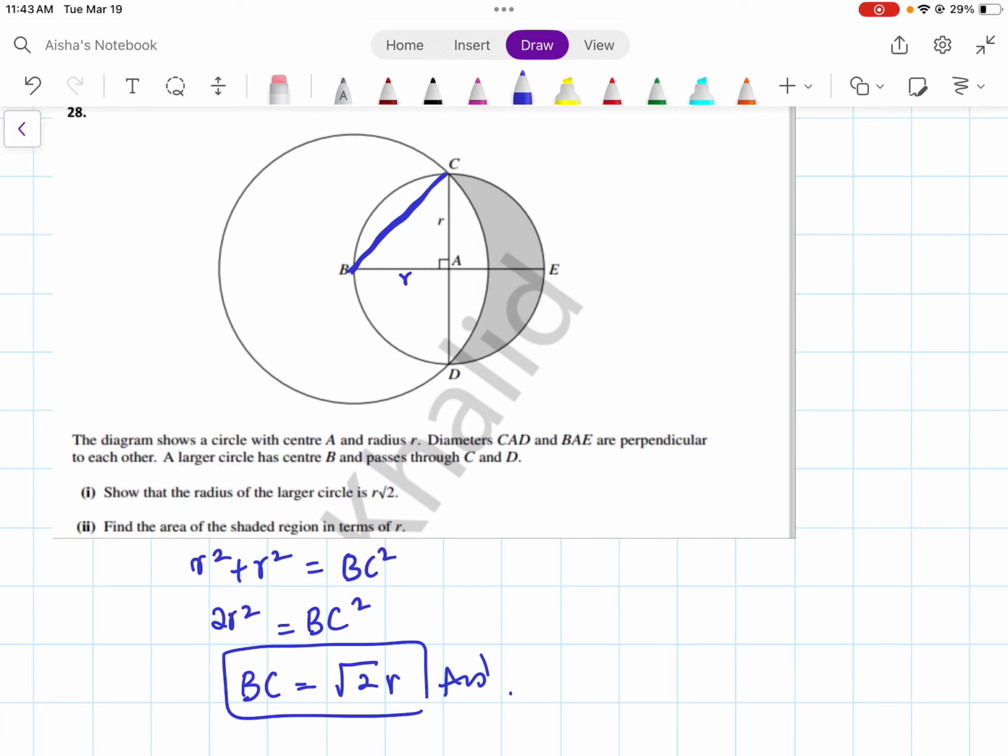Now the thing is: find the area of the shaded region in terms of r. I will consider this sector of the circle, and minus this triangle I'll get this area. Let's find out the yellow area first.